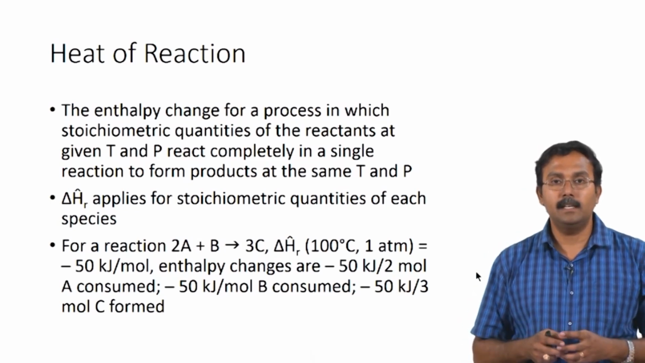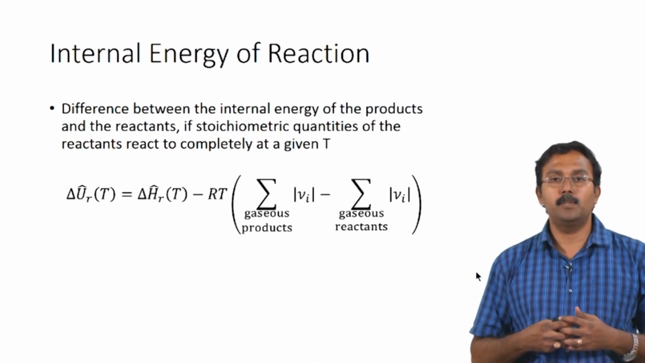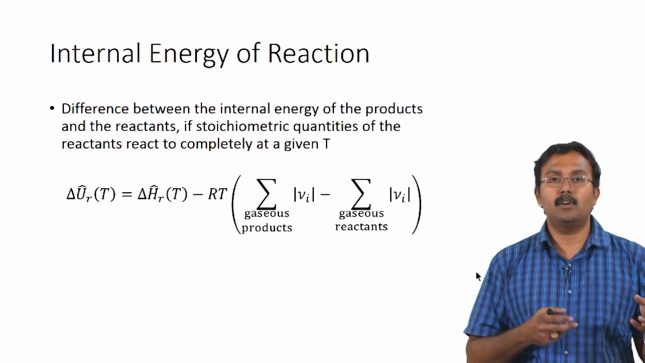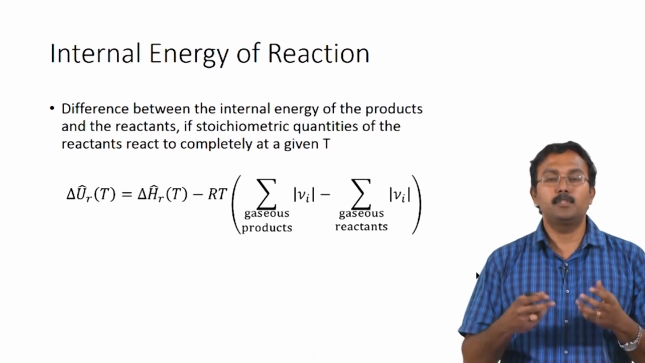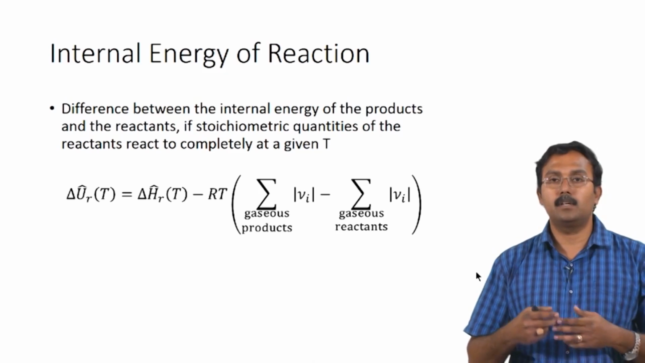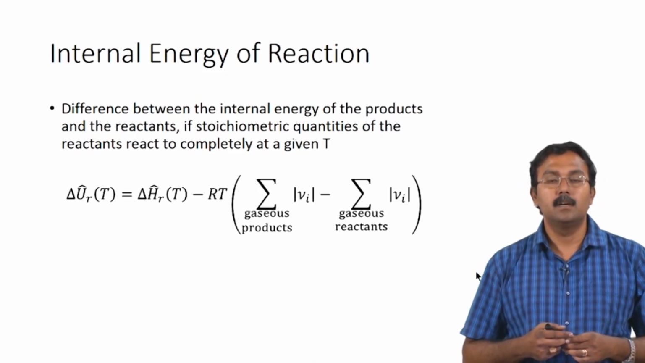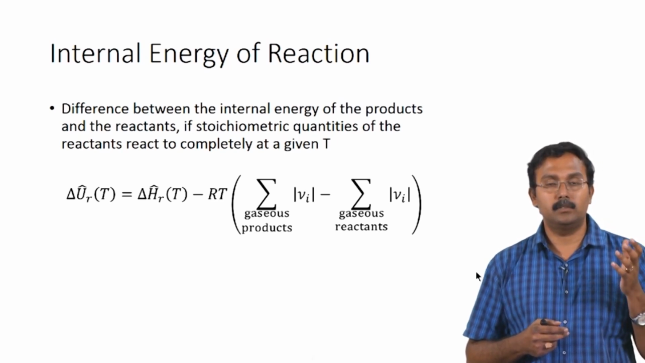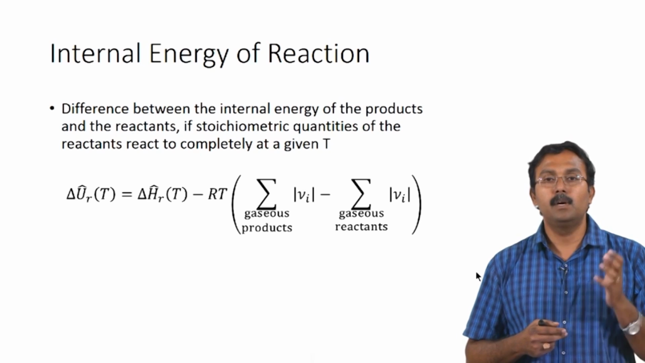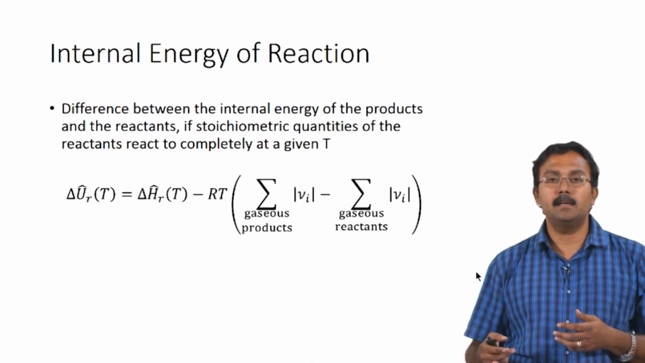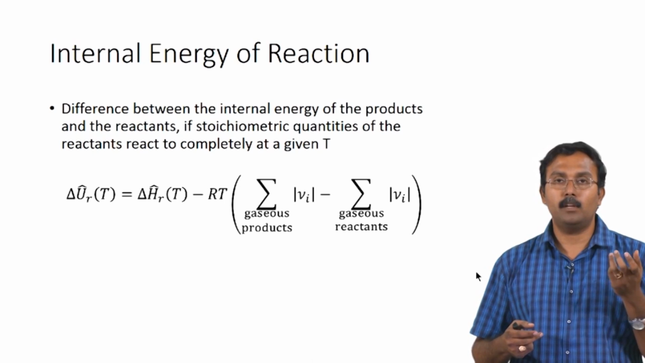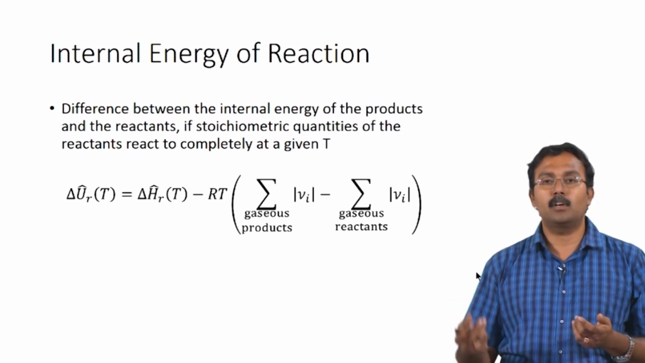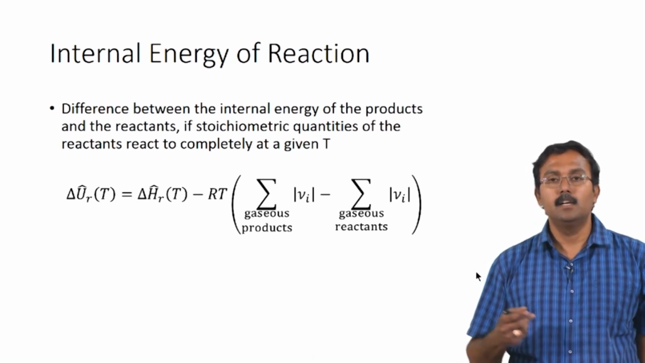Internal energy of reaction is another term which is used for closed systems. This is the difference between the internal energies of the products and the reactants if the stoichiometric quantities of the reactants react completely at a given temperature and pressure. So, the internal energy of reaction would be equal to the heat of reaction minus RT times the summation of the stoichiometric coefficients of gaseous products minus the summation of stoichiometric coefficients of gaseous reactants.